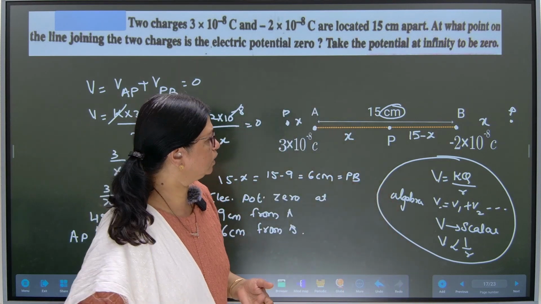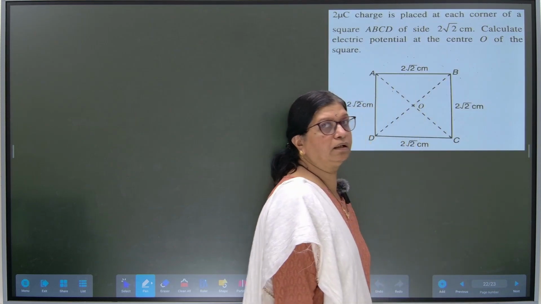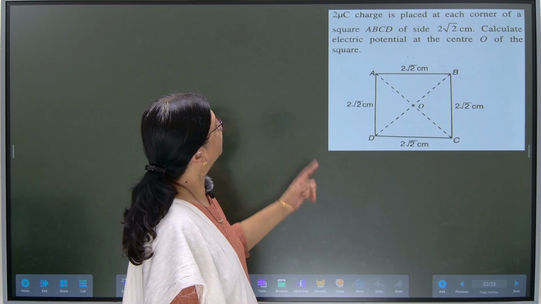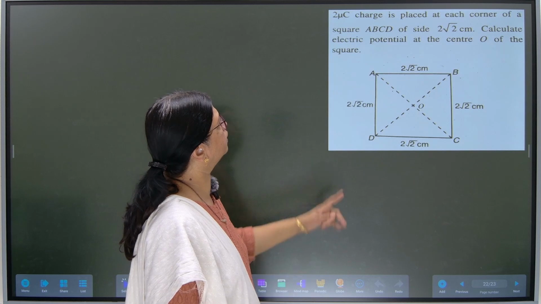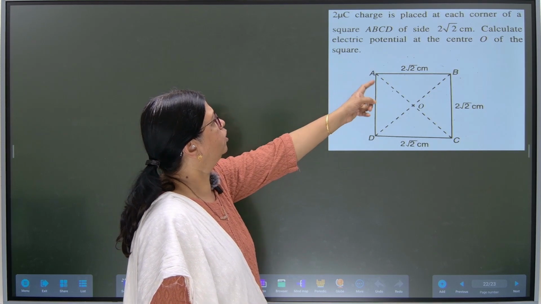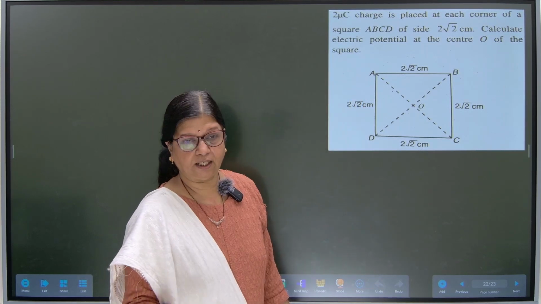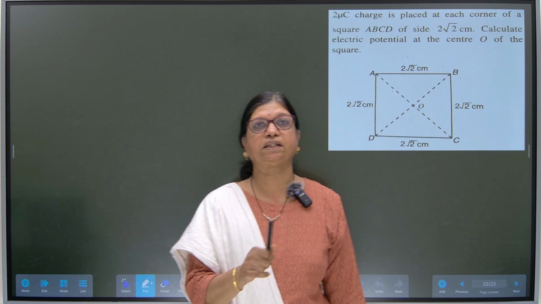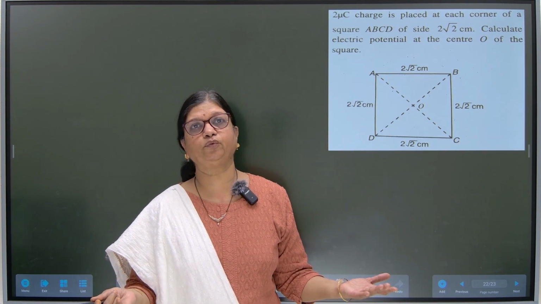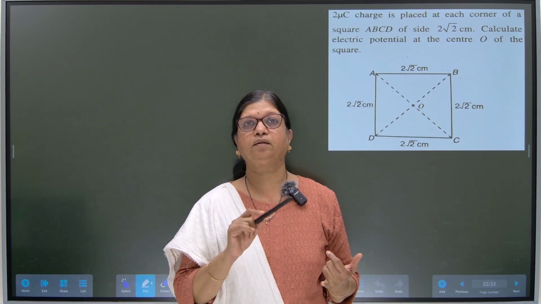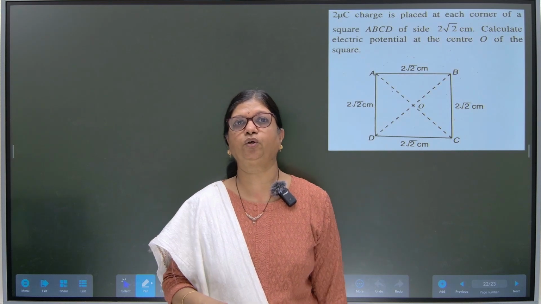Fine. Okay. Now going to the next question of this kind, and remembering this combo pack, I have one question in which 2 microcoulomb charge is placed at each corner of a square ABCD of side 2 root 2 centimeter. Calculate electric potential at the center of the square. Now, if you remember, I have already discussed this type of question in the general way of doing the potential. After every topic, I use a general way in which such type of regular questions can be done.